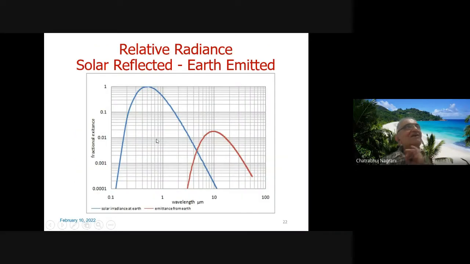Now, when I am making a measurement from a satellite off the ground, I have two things. One is the solar reflected radiance. I am calling it spectral radiance, which means it is with respect to wavelength or color. So this is the reflected radiance I see from the ground.